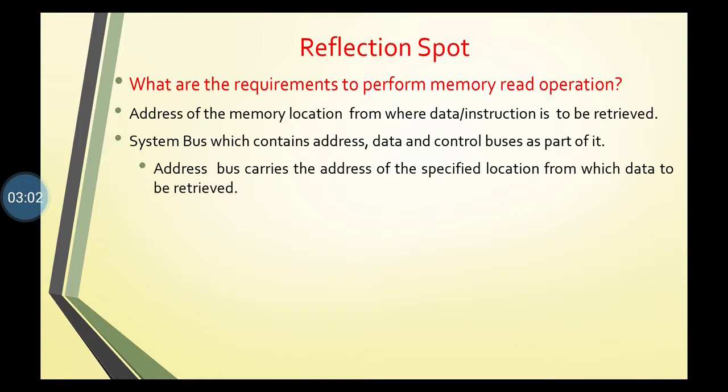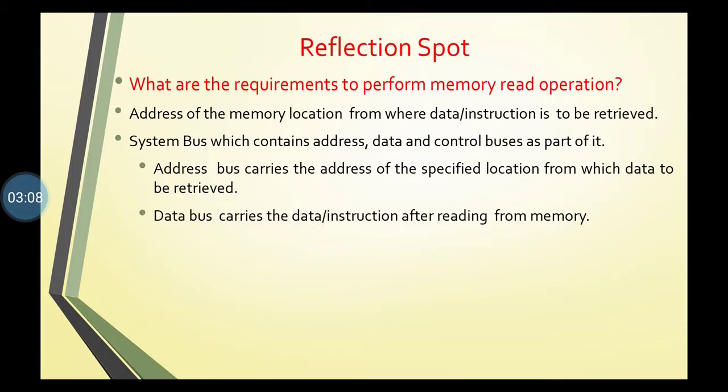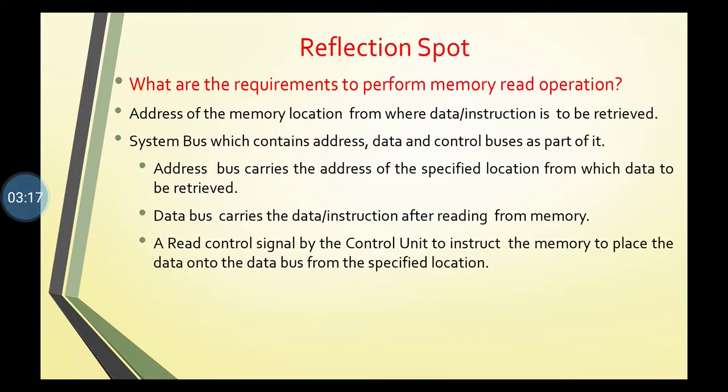The address bus carries the address of the specified location from which data is to be retrieved. Data bus carries the data or instruction after reading it from memory. Control bus generates the read signal in order to instruct the memory to place the data onto the data bus from the specified location.